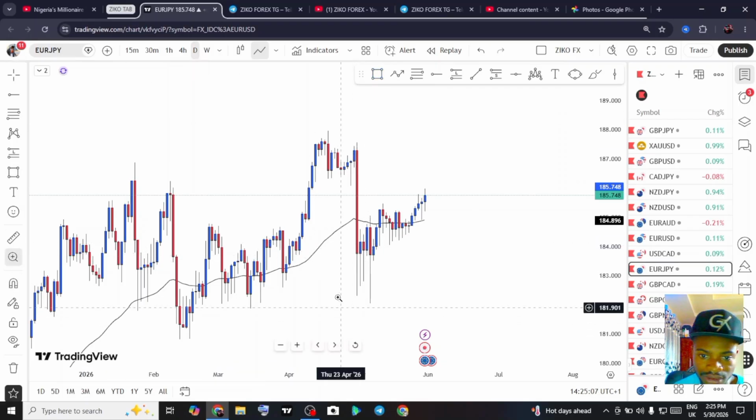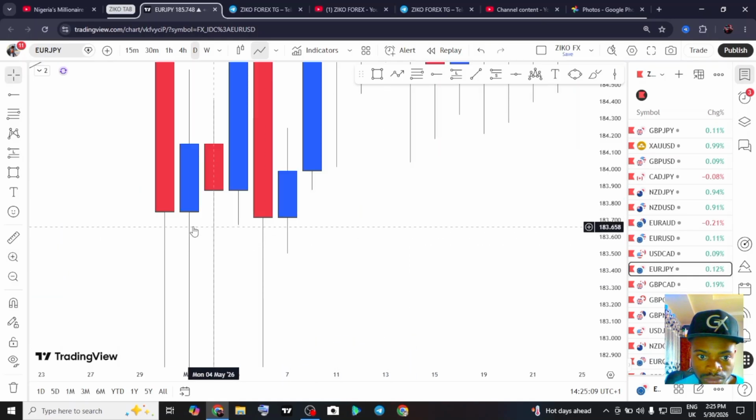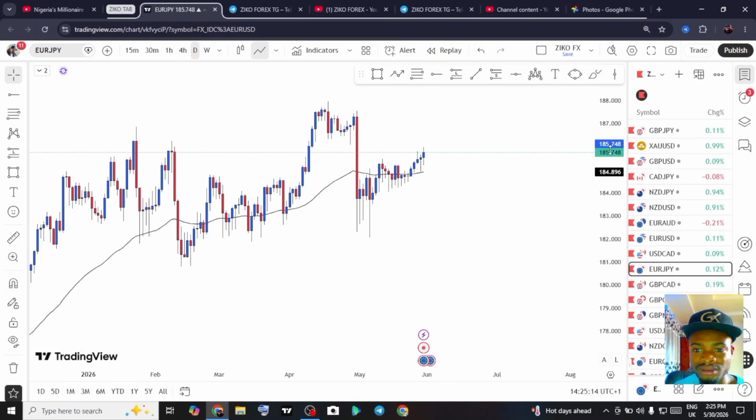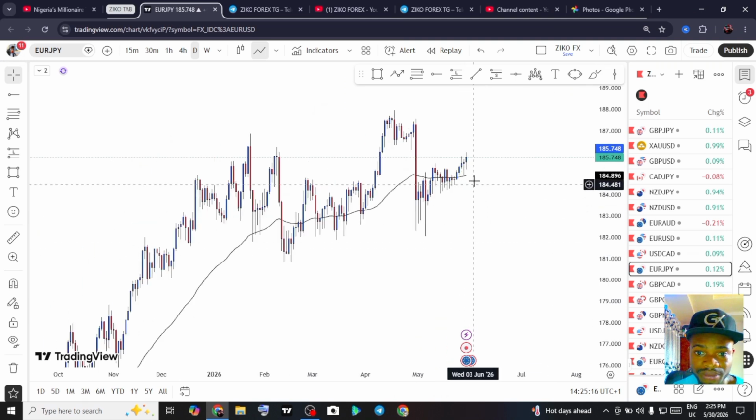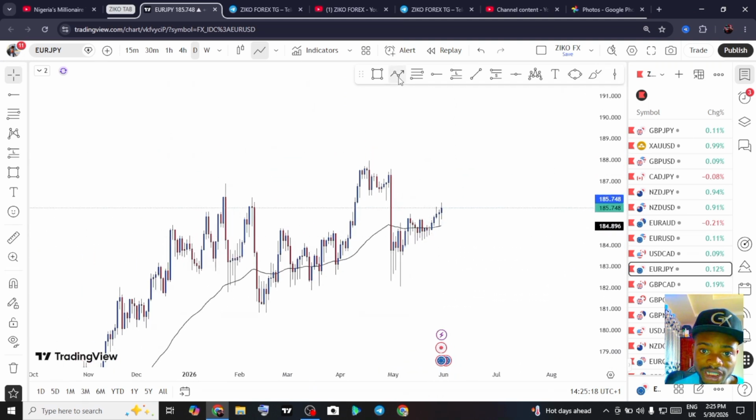Let me just be certain that we did not close below that low. It was pretty much a double bottom. So I'm not really interested in Euro JPY, but I do believe that since we are breaking highs, we should continue going to the upside, right? But I'm not interested. GBP CAD.